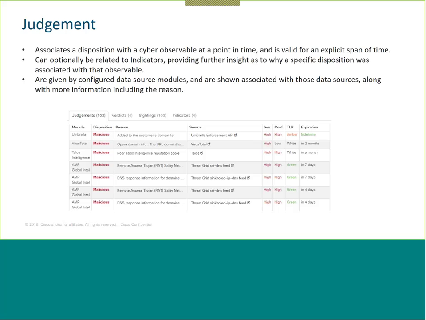Threat response treats all of these opinions from different sources as judgments. You can see in this graphic there were 103 of these opinions given by individual modules on the domain that is currently the observable in question.